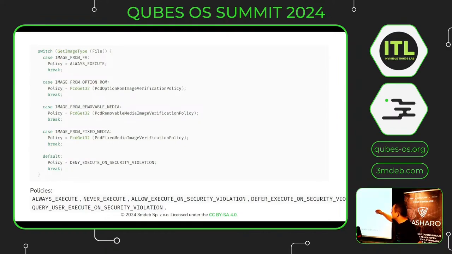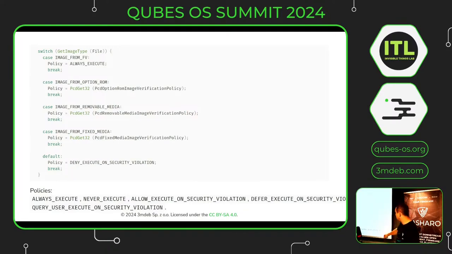So let's go with the policies. Then we have image from removable media. If this PCD is defined, then whatever you put on USB or external storage, like an SD card, will be verified. And then fixed media, those are the media connected inside your computer, like a disk or NVMe or something like that. And default is security violation.